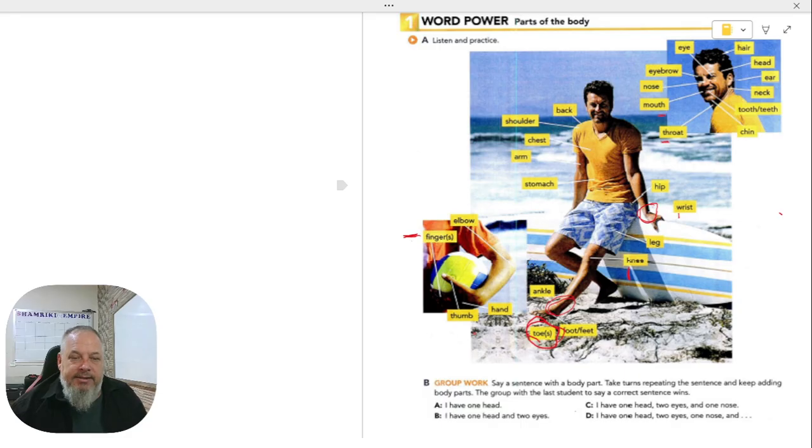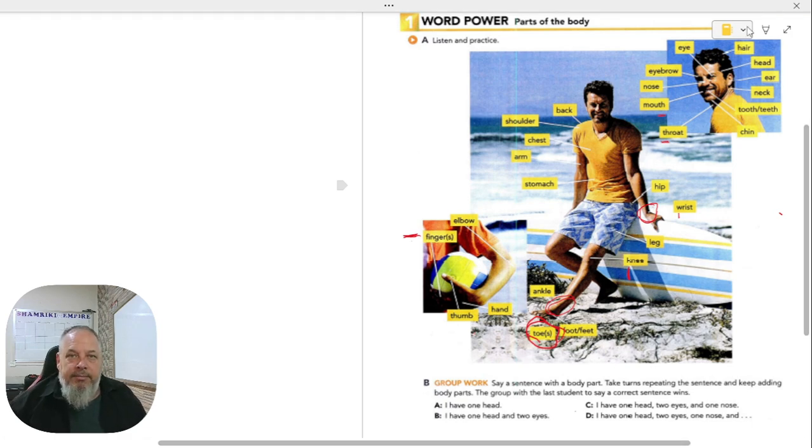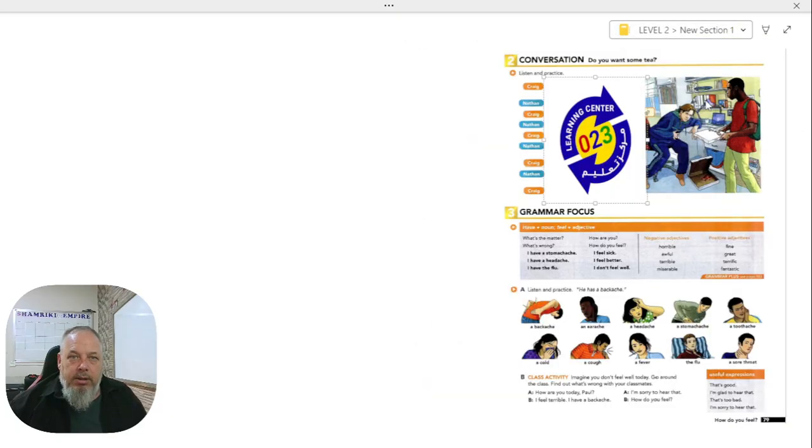Student A says, I have 1 head. I have 1 head and 2 eyes. I have 1 head, 2 eyes, 1 nose. And the game continues. So that looks like classwork. Let's move to the next page.